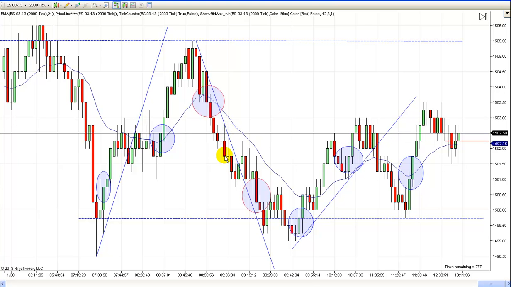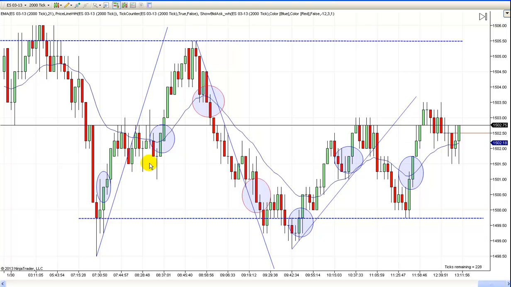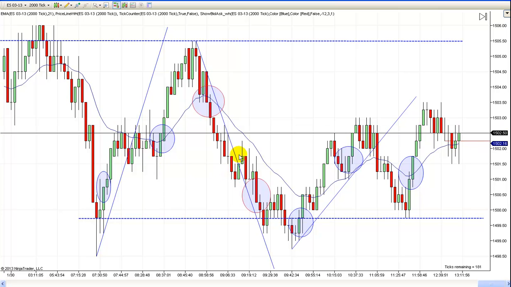There was another setup right here. You might have gone short right here. I didn't like this one. There's too many overlaps, too much overlap. It's way too close to these lows over here. Not a good place to enter. And then you see what happened.